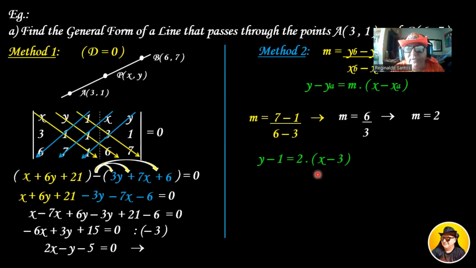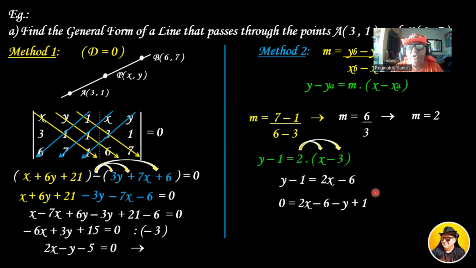Okay, so let's solve this and find the general form of a line. We have y minus 1, and so we have now 2 times x is 2x, and 2 times negative 3 is negative 6. Okay, so 0 is 2x minus 6, and you see here positive y and negative 1. Now we have negative y plus 1, because we moved them from the left side of the equation to the right side, so we changed the operation they had here.